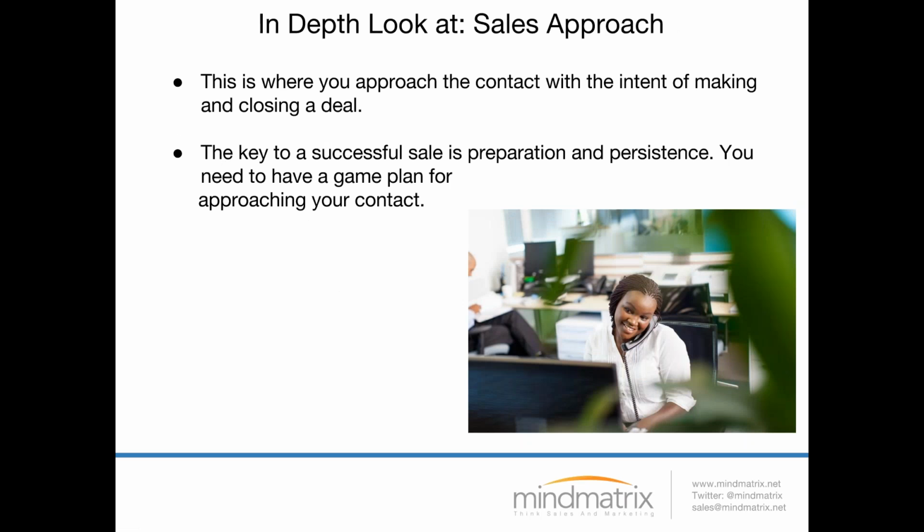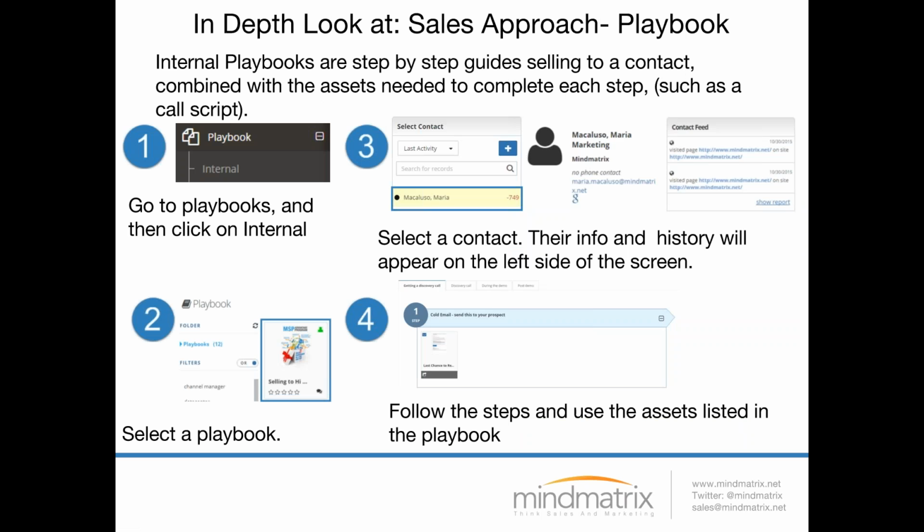This is where you approach the contact with the intent of making a sale and closing a deal. The key to a successful sale is preparation and persistence. You need to have a game plan for approaching your contact. To assist with this phase, we have a tool called the Playbook, a customizable step-by-step guide to completing the sales process with customized assets such as call scripts for each step.